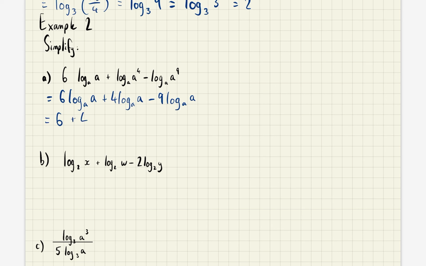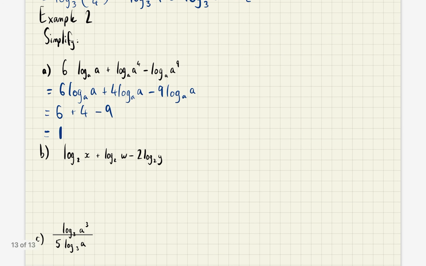So it'll just be 6 times 1 plus 4 times 1 minus 9 times 1. So that's just going to be 6 plus 4 is 10 minus 9 is 1. So that's the answer for A. So for that simplify, we actually ended up getting a whole number. Now you don't always get that, but in this case we did.